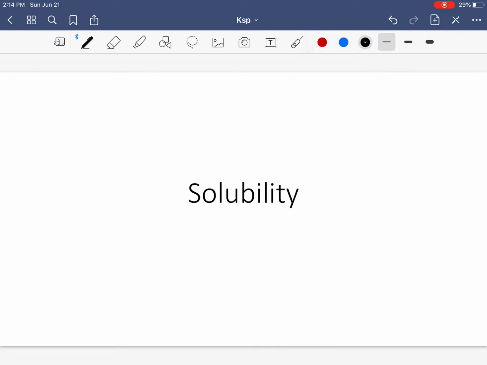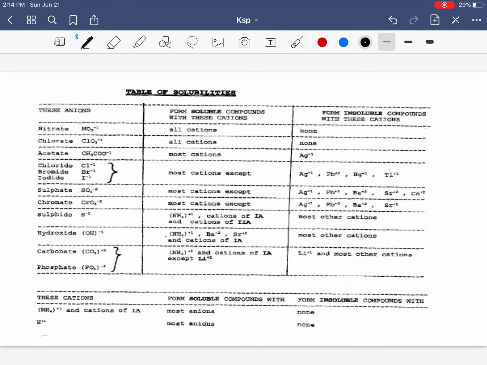Hey everybody, today we are looking at solubility. Now you may be asking, hey, I know solubility. Of course I know solubility. I've seen this before. I know how to use it. Used it many times. Well, there's a little bit more than what you know so far.